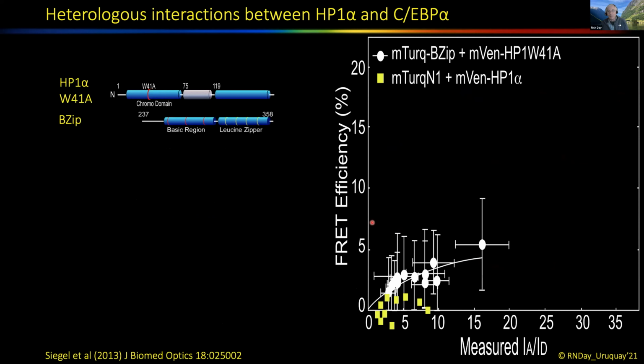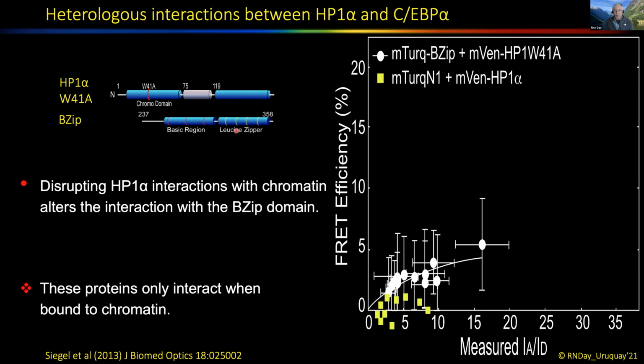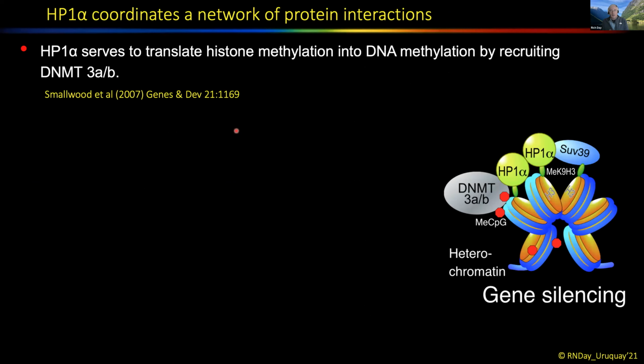And then we did the FRET experiment and asked, does the mutant HP1 alpha interact with the BZip domain of CEBP alpha? And we find that they really interact very poorly. Again, suggesting that by disrupting the chromatin binding of HP1 alpha, we've dramatically impacted its ability to interact, in this case with the BZip domain, suggesting that both of these proteins need to be interacting with heterochromatin in order for them to interact properly and function normally. And so we determined that they only can interact if both bind efficiently to heterochromatin. So that's the end of my experimental results.